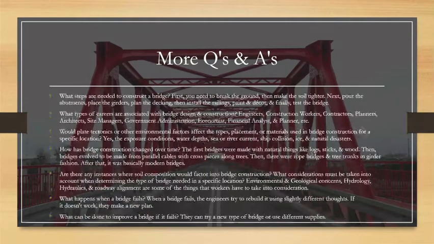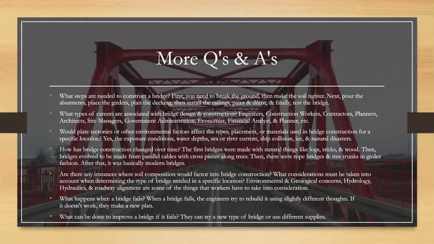What steps are needed to construct a bridge? First, you need to break the ground, then make the soil tighter. Next, pour the abutments, place the girders, plan the decking, then install the railings, paint and decor, and finally test the bridge. What types of careers are associated with bridge design and construction? Engineers, construction workers, contractors, planners, architects, site managers, government administration, economists, financial analysts, etc.